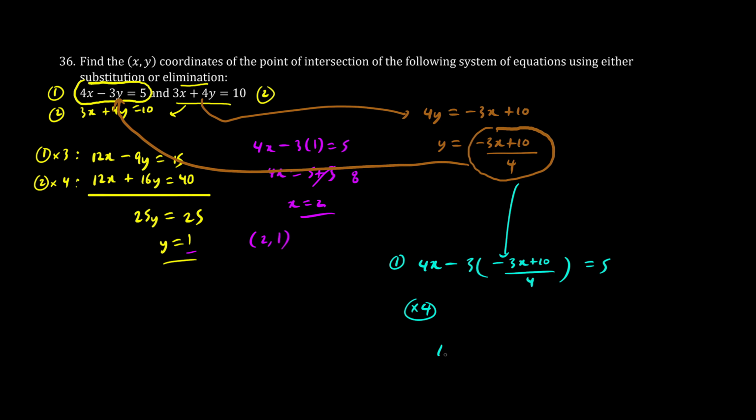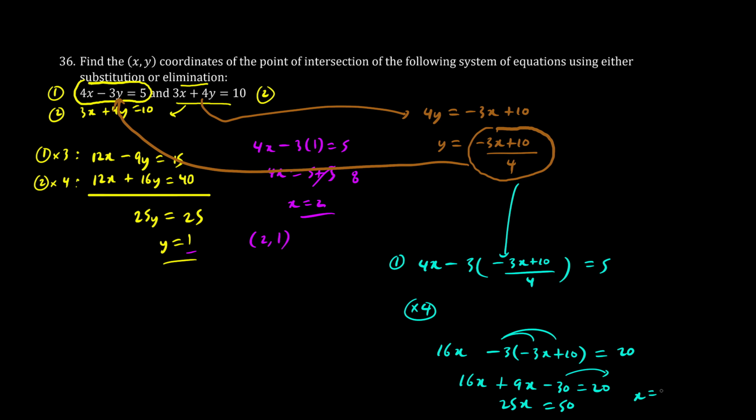When we multiply each part by 4, let's see what happens. We have 16x, and what we have here is a denominator 4, so essentially we can make the denominator go away. So we have minus 3, we keep the brackets, and the 4 disappears, equals 5 times 4, which is 20. Now we use distribution, 16x plus 9x minus 30 equals 20. So we have 25x. When we throw the negative 30 over, it becomes plus 30. 20 plus 30 is 50. So we have x equals 2.